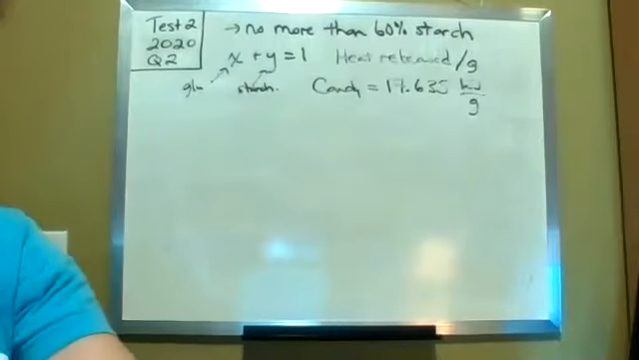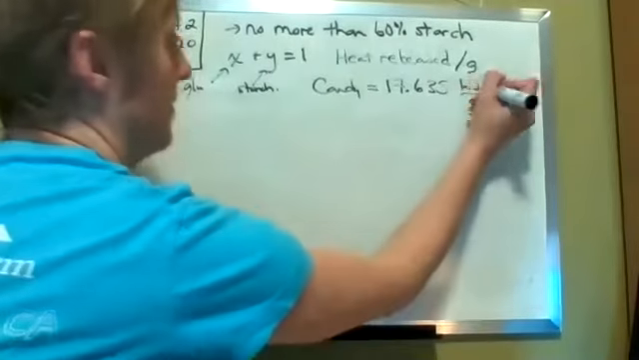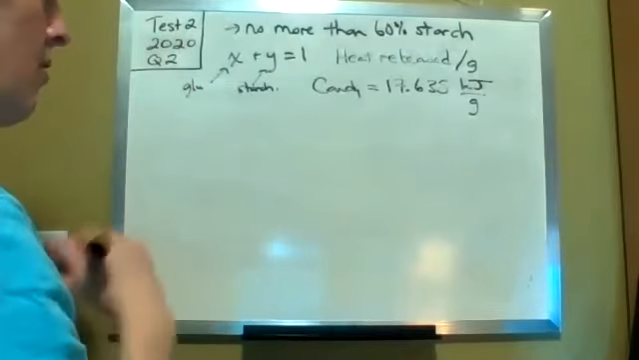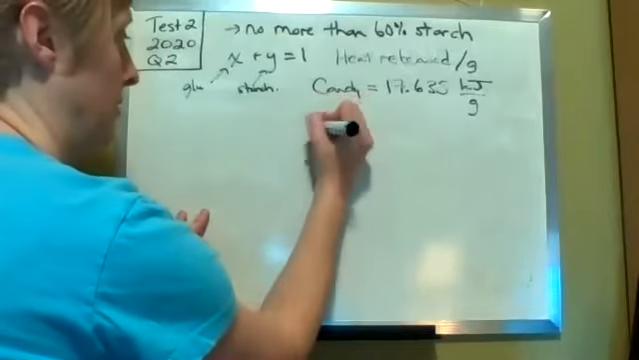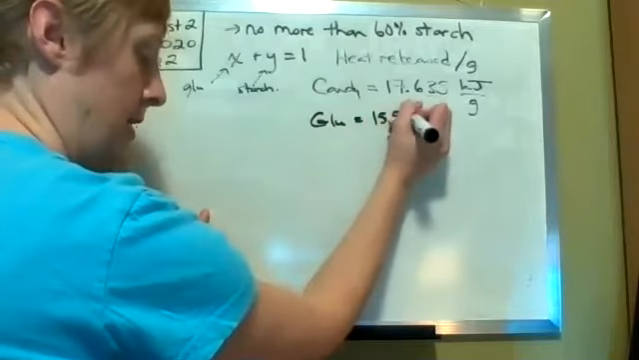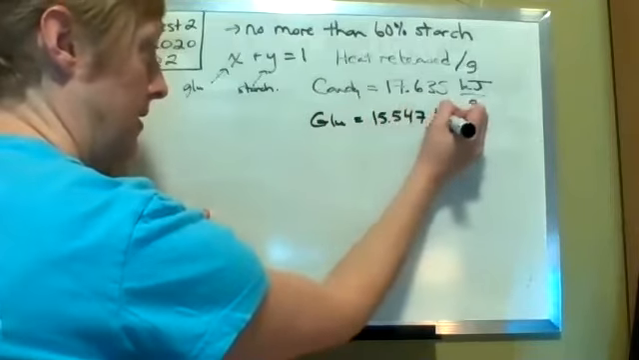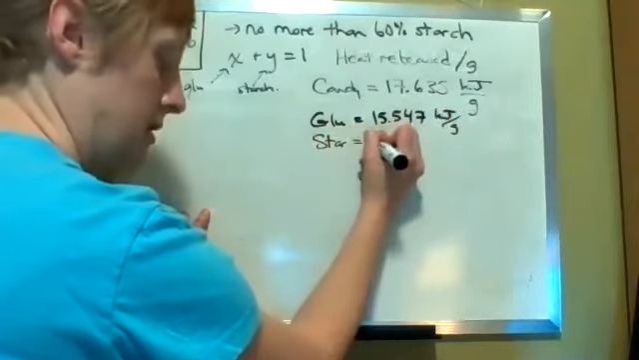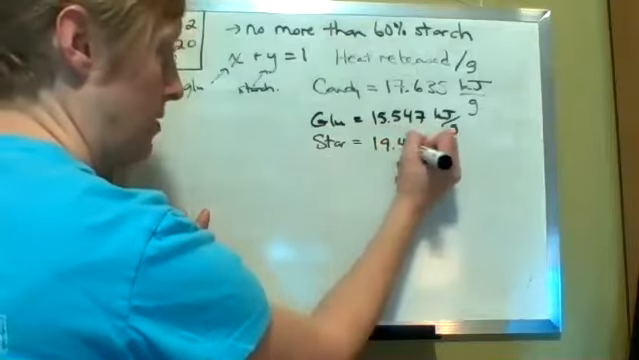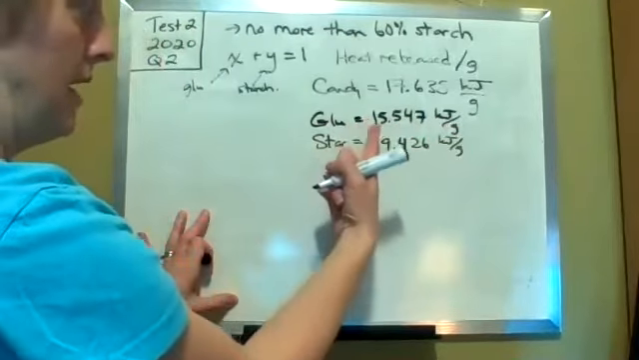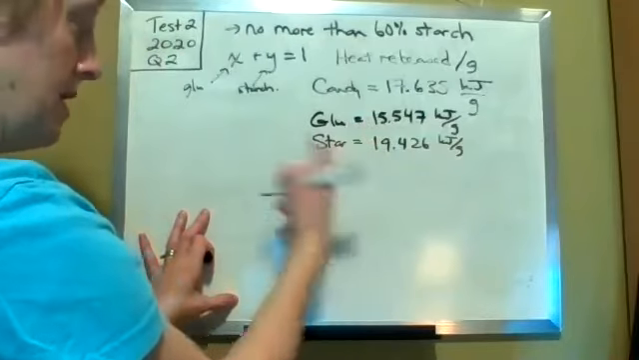Okay. Kilojoules per gram. Now, we also know the one for glucose is equal to 15.547 kilojoules per gram, and the one for starch equals 19.426 kilojoules per gram. That was given in part A, that was calculated in part B.